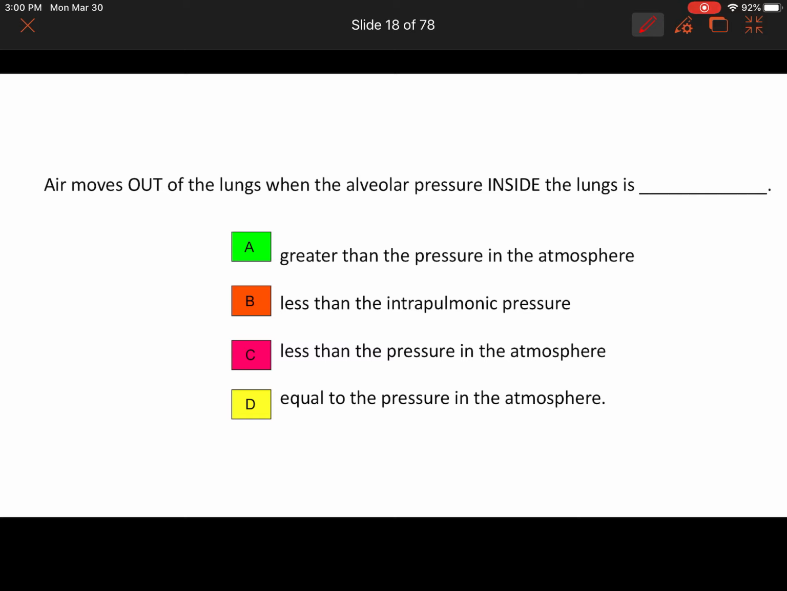So to wrap up this video, let's consider a couple of questions here. The first question is, air moves out of the lungs when the alveolar pressure inside the lungs is A, greater than the pressure in the atmosphere, B, less than the intrapulmonic pressure, choice C, less than the pressure in the atmosphere, or D, equal to the pressure in the atmosphere.